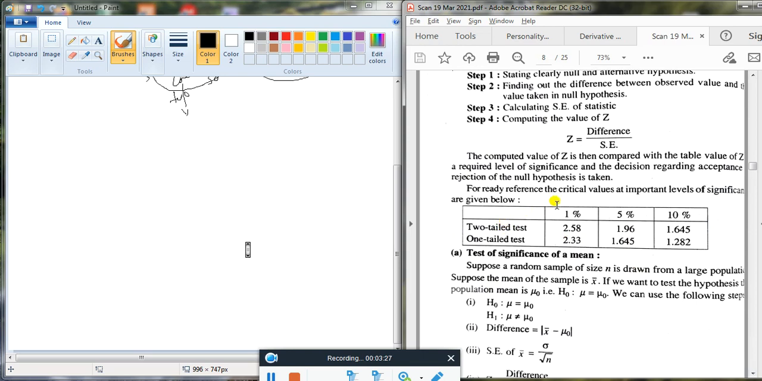So when you are testing, in 99% of cases you are going to test at the 5% level of significance. At the 5% level of significance, the z value for the two tail is 1.96, and for the one tail it is 1.645. If you are testing at the 1% level of significance, then for the two tail it is 2.58, and for the one tail it is 2.33.